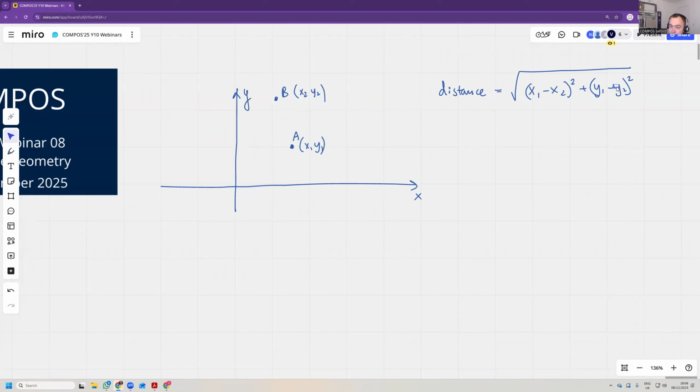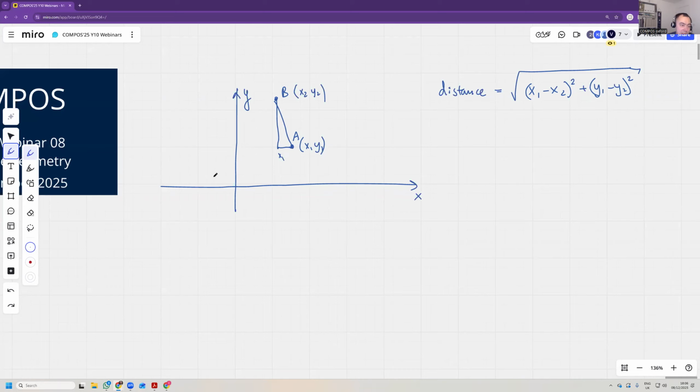I don't think I'll be doing proofs today. I have done this proof before in one of my previous webinars. It comes from the Pythagoras theorem. If you draw a right angle triangle and you see that one side is x1 minus x2, the other side is y1 minus y2, then if you square them, you get the square of the distance.